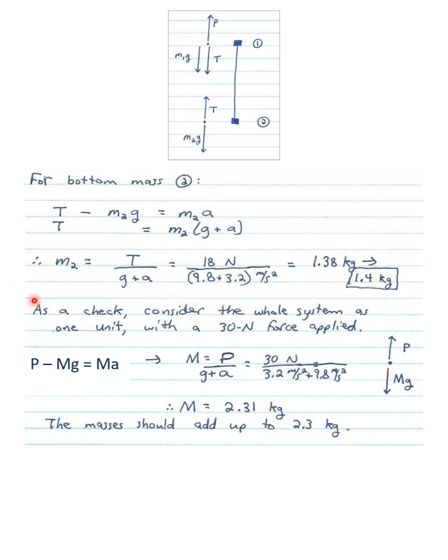Now, to check our solution, let's consider the whole system as one unit, and just forget that there are two masses with a massless string in between them. Let's just consider them to be one unit, and a 30 newton force is applied to it. So in that case, here is my pull upward on the whole system, and its weight, capital Mg, where M is m1 plus m2. So then we have P minus Mg equals Ma. We can solve for the mass, and what we get is 2.3 kilograms. So the masses should add up to 2.3 kilograms. That's how we can check our work.